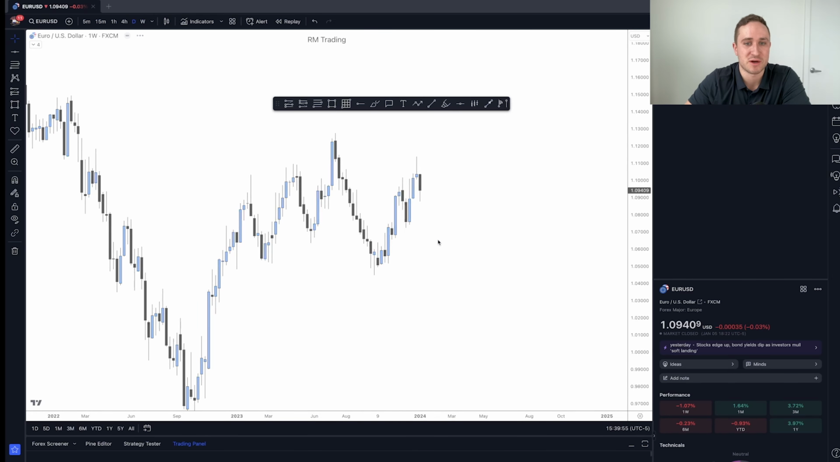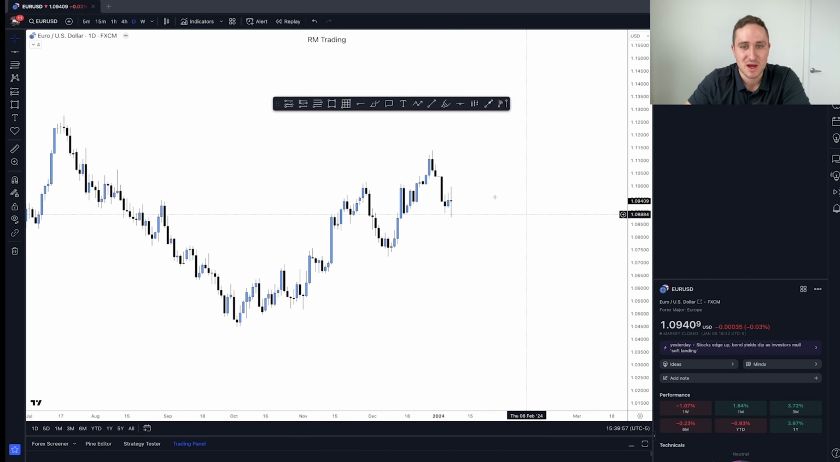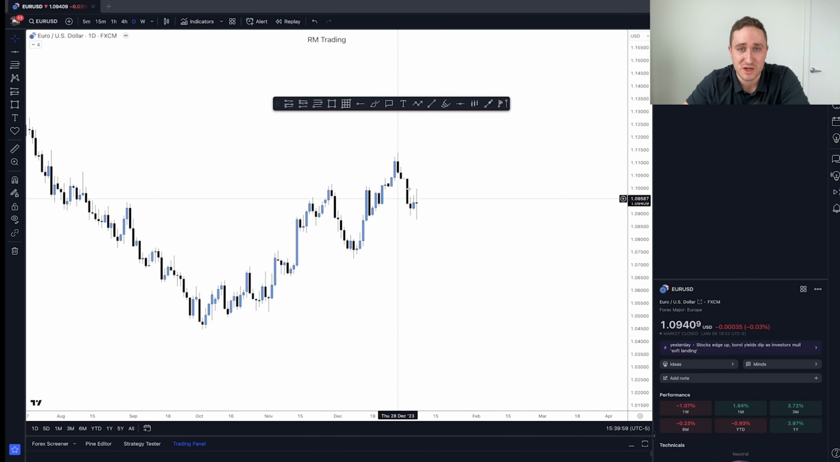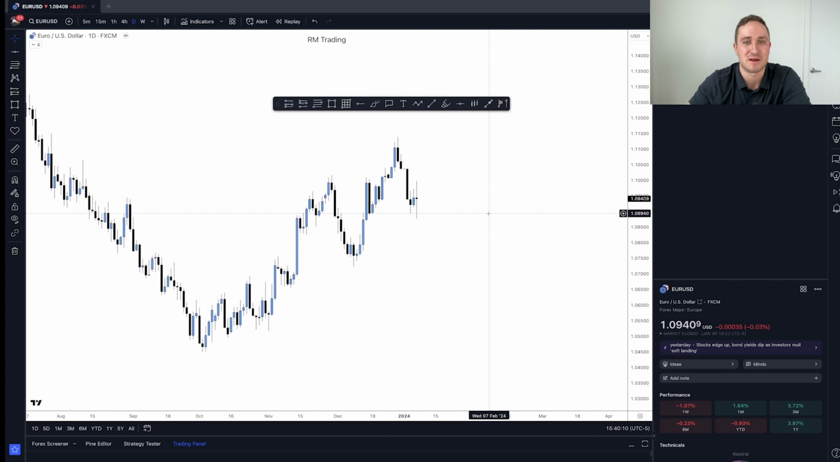Then you want to jump down to the daily time frame and see, okay, where are we on the daily? Are we bullish? Are we bearish? Did we have a rejection candle? Did we have a strong daily close, whether that be bullish or bearish? That's another thing you want to keep in mind because we want to be trading in line with what the daily and the high time frame is saying.